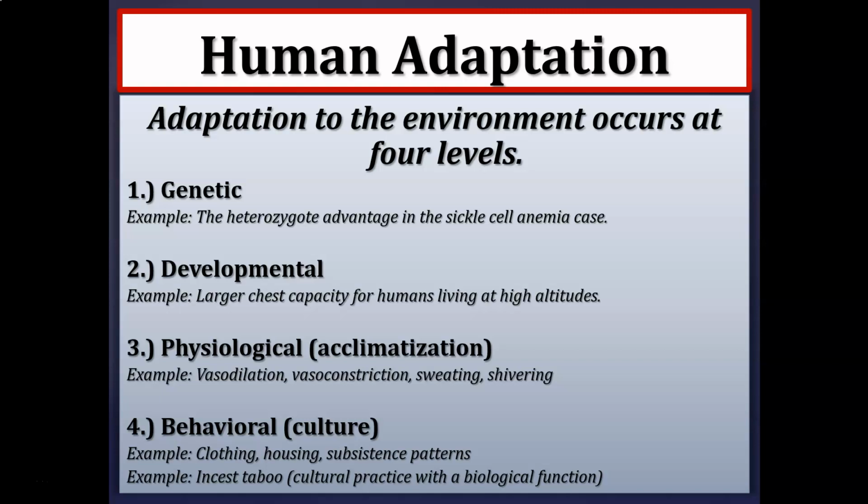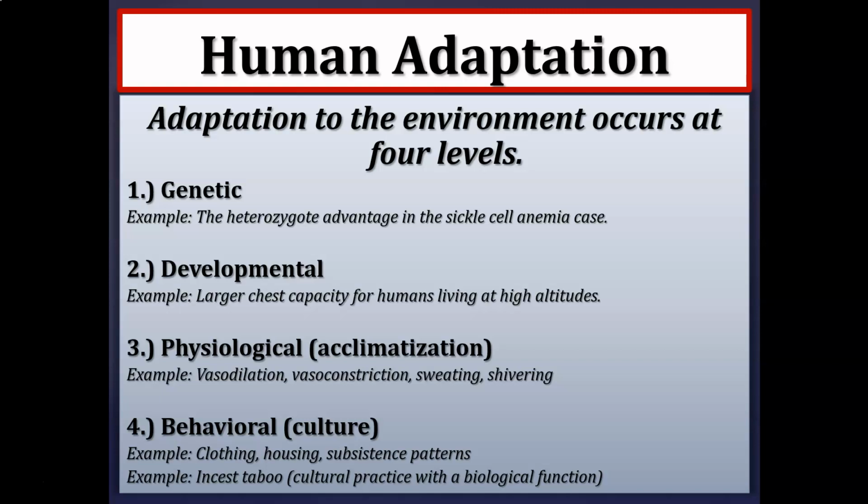Level 4 is going to be behavioral, or also sometimes called cultural adaptations. In humans, this is obviously going to occur at any stage in our life cycle. Some examples would be the type of clothing that we wear. The clothing that we wear in extreme heat is obviously quite different than the clothing that we wear at extreme cold. Same thing for housing structures, also things like heat and air conditioning, the type of roofs that we put on our houses, and subsistence patterns, that's the type of food that we consume and the way that we obtain our food.